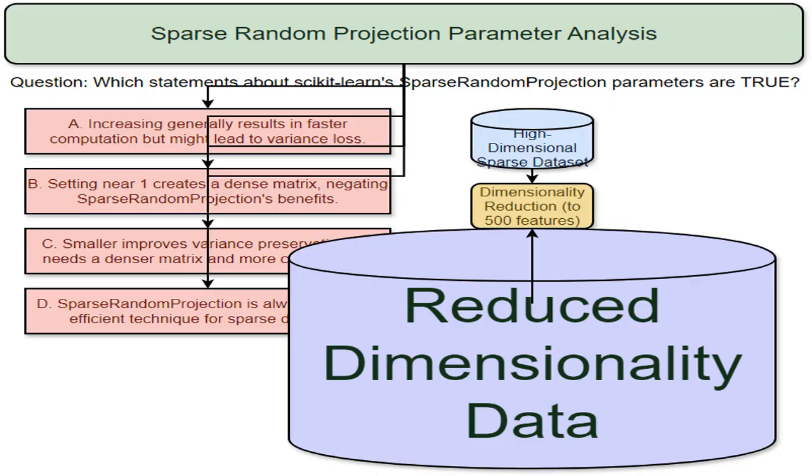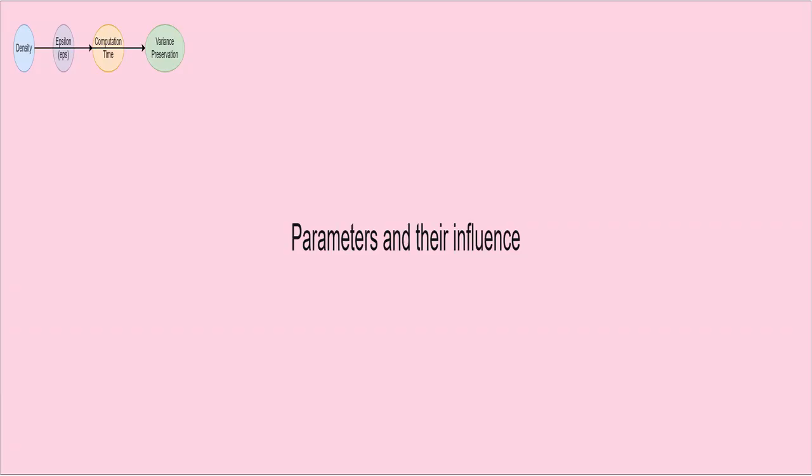After using SparseRandomProjection, the result is a dataset with 500 features. This is the lower dimensional representation that I can now use for further analysis or modeling. I see density as the percentage of non-zero values in the random projection matrix. A higher density means more calculations, but it might preserve more variance.